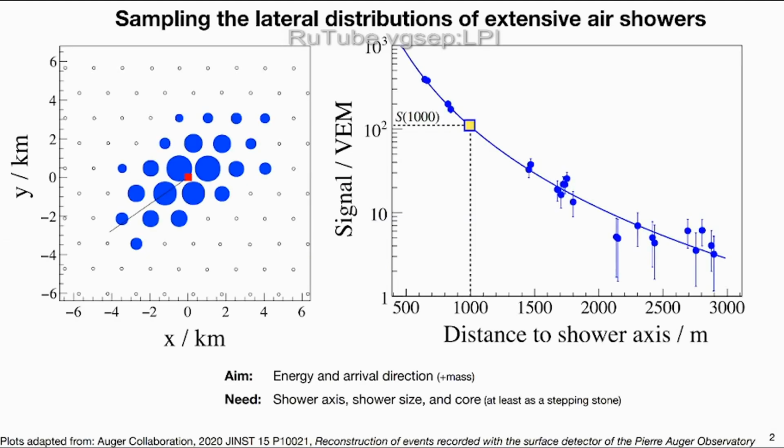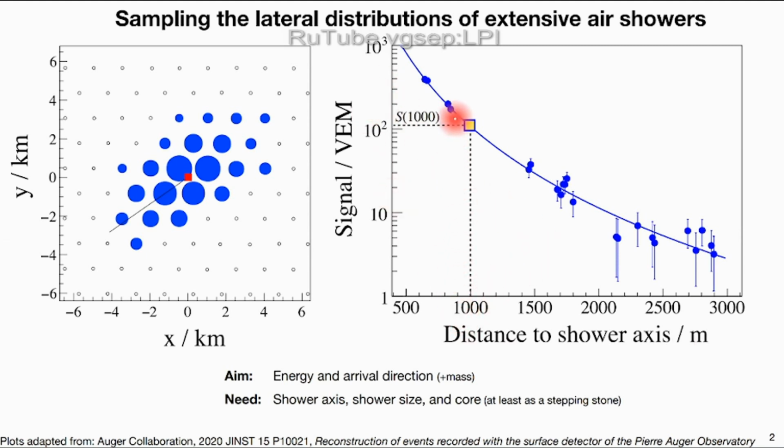Just a quick review then. We've already seen a bit of information on how we measure extensive air showers. The shower footprint arrives at ground on a surface detector array, and these particles deposit signal. What we typically do is plot the amount of signal, proportional to the number of particles more or less, deposited in each surface detector station as a function of the station's distance from the shower axis. Of course, the closer we are to the axis, the more particles.